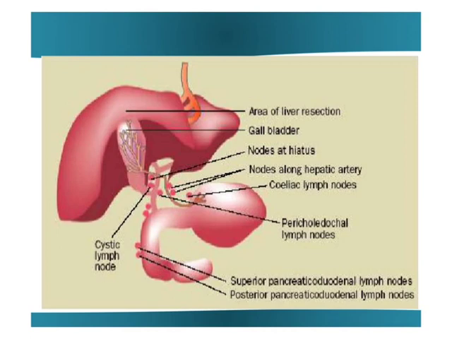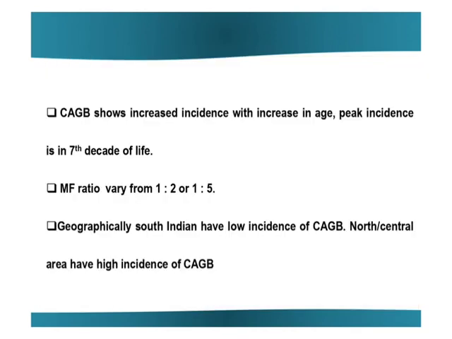Carcinoma gallbladder shows increased incidence with increasing age, with peak incidence around the 6th to 7th decade of life, and is more commonly associated with females, with a ratio varying from 1 to 2 or 1 to 5. Geographically, South Indians have a very low incidence compared to the north and central areas near the Ganges. On the banks of the Ganges, the cities located there have a high incidence of gallbladder cancer.